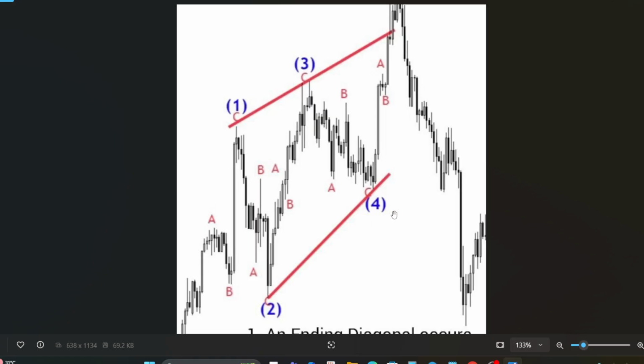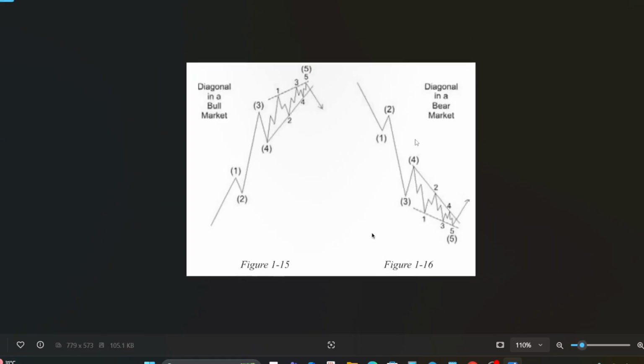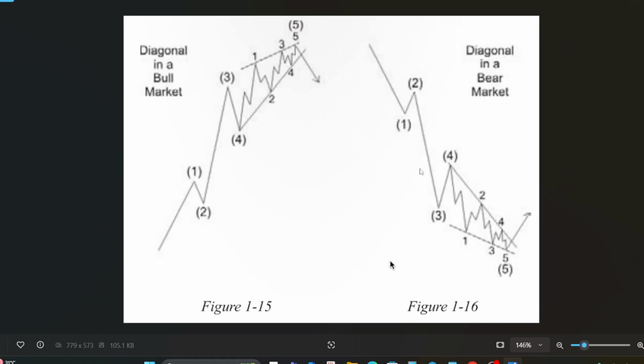Now the third step is to confirm with indicators. You can actually use RSI or MACD to check for bearish or bullish divergence. Now, if price is making higher highs but RSI is making lower highs, for example, it suggests a potential reversal. Now, once you've identified an ending diagonal, the next step is knowing how to trade it, whether it's in a bull market or in a bear market.